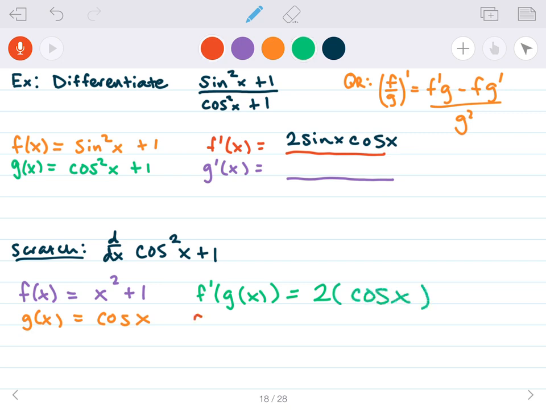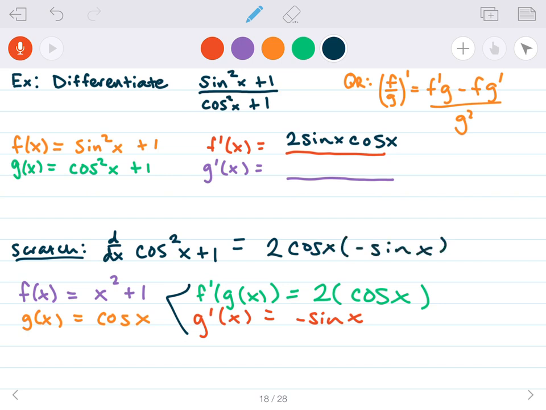Now the derivative of g of x, derivative of cosine is negative sine of x. And so to get my answer, I just multiply these to get 2 cosine x times negative sine of x. All right, so I have 2, and that goes up there. 2 cosine times negative sine of x.